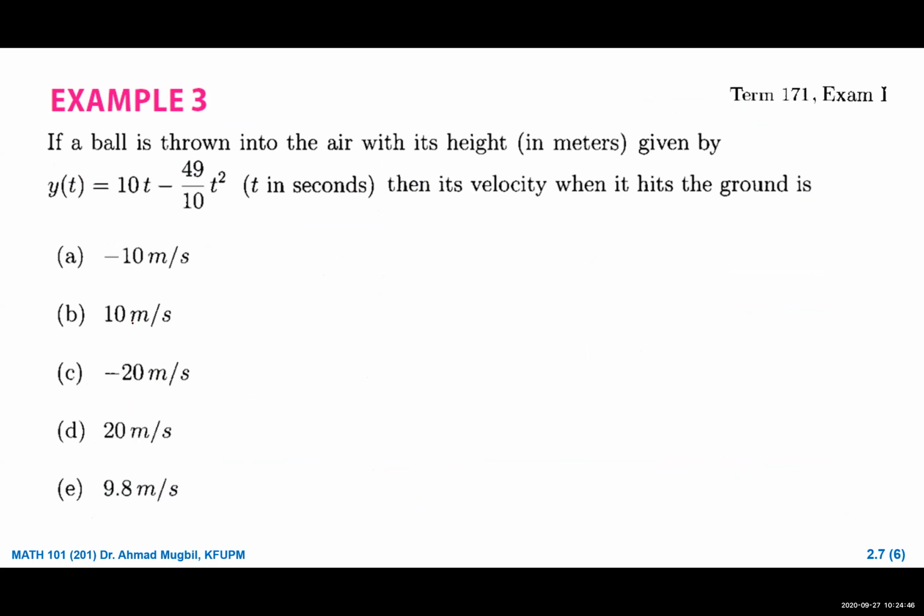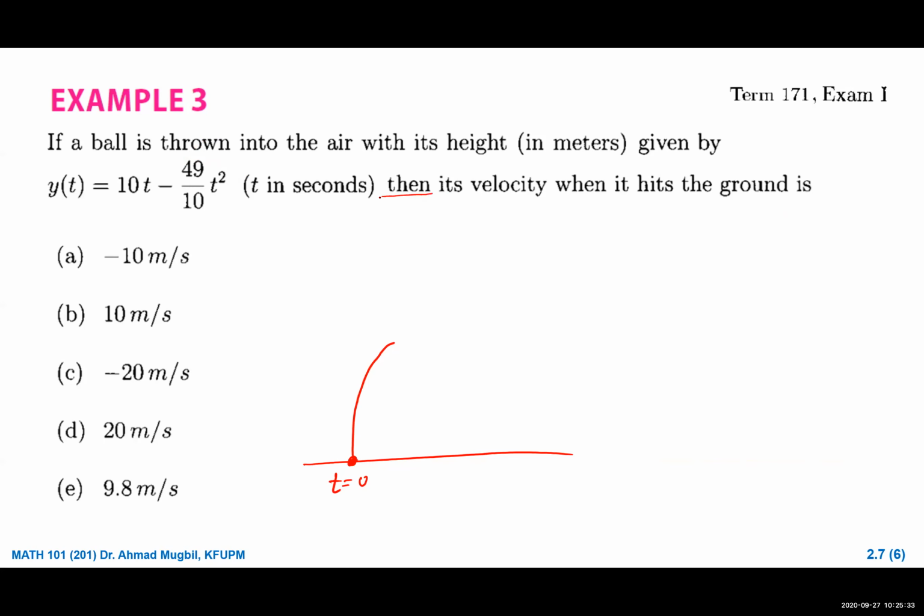If a ball, so think about it with me, Shabab. If a ball is thrown into the air, so this is the ground, and there is a ball that has been thrown up. At the beginning, the time was 0, the velocity was 0, everything was 0, let's say. So if a ball is thrown into the air with its height in meters given by this function, this function is for the height. So what is this? This is the position function that we are talking about, because the height now is the position. It is a function of time, because the height will change with time, of course. So this is the height function.